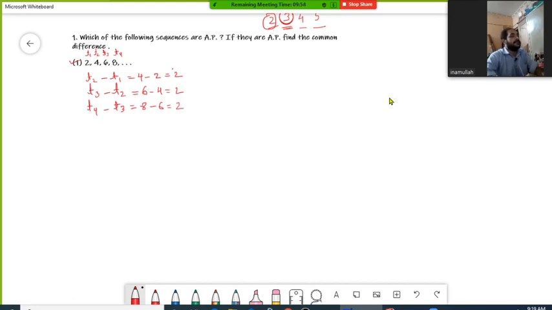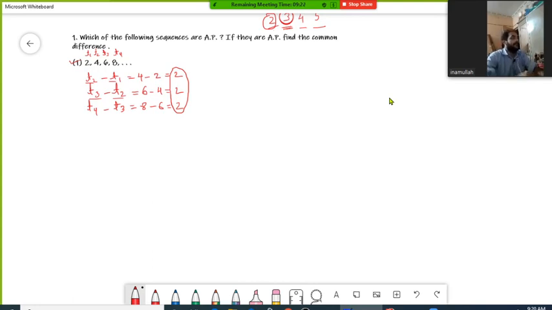So these are the differences between any two consecutive terms. These are consecutive terms, T2 minus T1, T3 minus T2. Consecutive means one after the other. So first term, and after the first term you will have the second term, right? So they are consecutive terms. The first and second terms are consecutive terms. So I am subtracting my first term from my second term. Same way, third term minus second term. So I am getting the difference as 2.